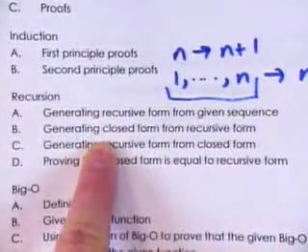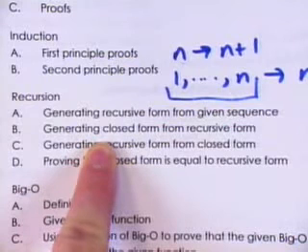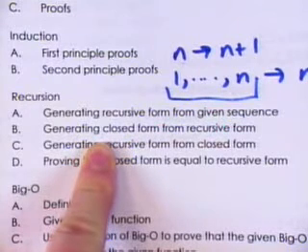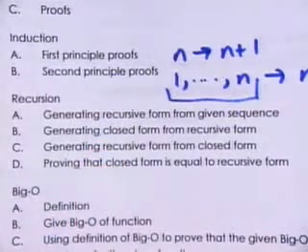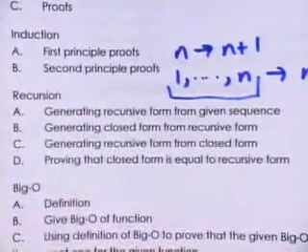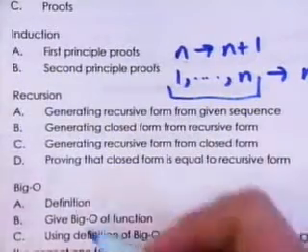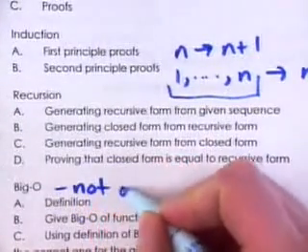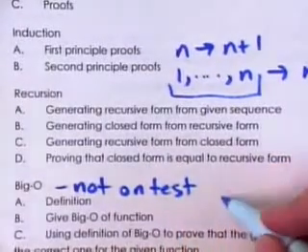Generating closed form from recursive form, we just did a definition of that with linear homogeneous. Some of those you're going to have to guess, because you can't always use the linear homogeneous formula. You're going to have to get recursive form from closed form and prove that closed form is equal to recursive form. BigO will not be on the test. I just wanted to point that out since it's in the review pack. It's on test 3.